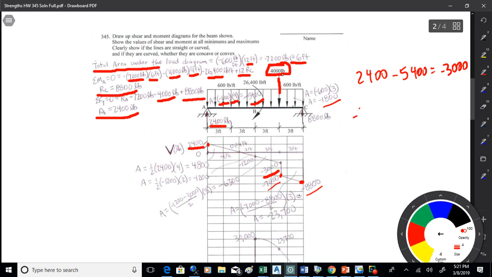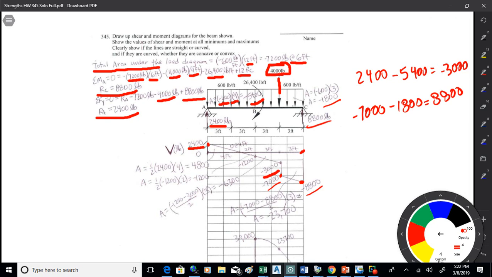So negative 7,000 minus that next area of 1,800 gets me to negative 8,800. Then the reaction there, which is a point load, pushes it back up to 0. So I end up back at 0. So there's the shear diagram.